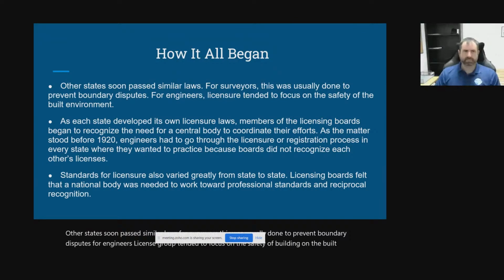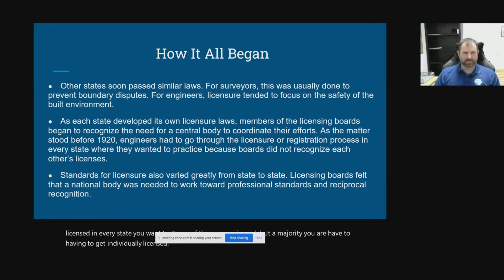As each state developed its own licensure law, members of the licensing boards began to recognize the need for a central body to coordinate their efforts. As matters stood before 1920, engineers had to go through the licensure and registration process in every state where they wanted to practice, because boards did not recognize others' licenses. And that's pretty much how it is still for surveyors. You've got to get licensed in every state you want to. Some of them are reciprocal, but for a majority you have to get individually licensed.